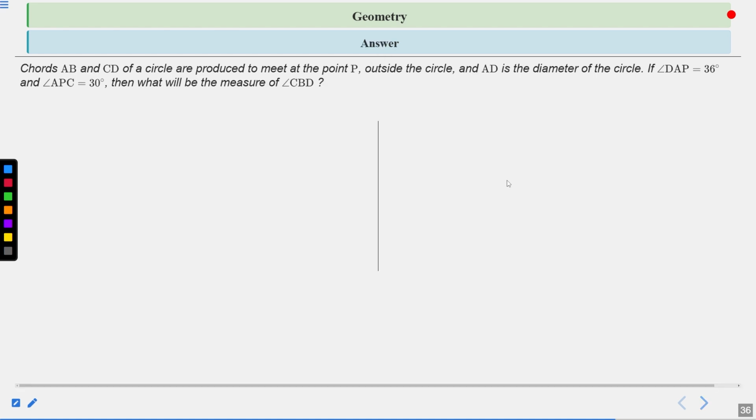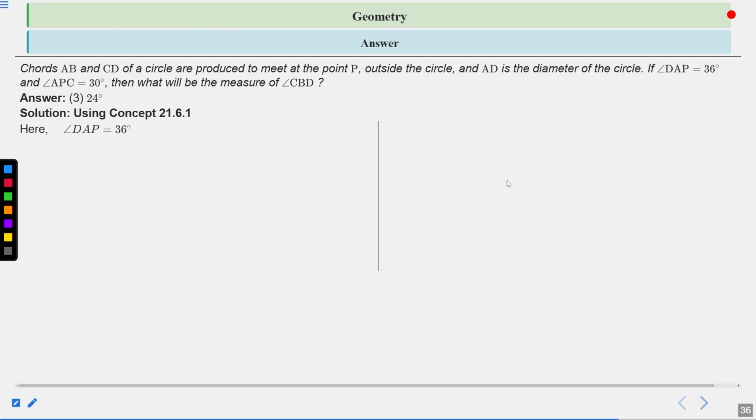The question says that two chords AB and CD of the circle are produced to meet at a point P outside of the circle, and AD is the diameter of the circle, and the angle DAP is 36 degree and angle APC is 30 degree. We need to calculate the angle CBD. We can calculate it. The correct answer of this question is the third one, which is 24 degree. Now see the detailed solution using concept 21.6.1 in this question.